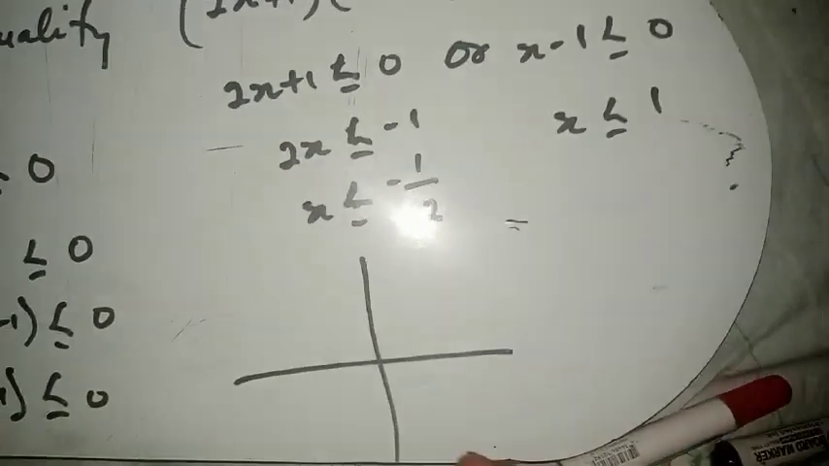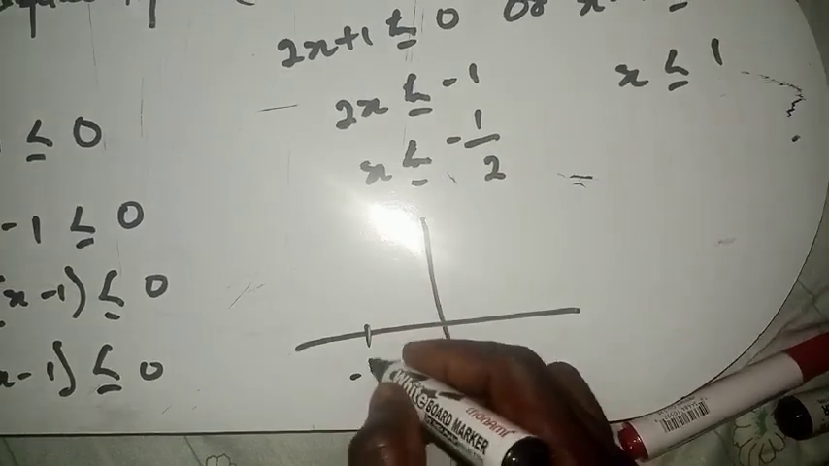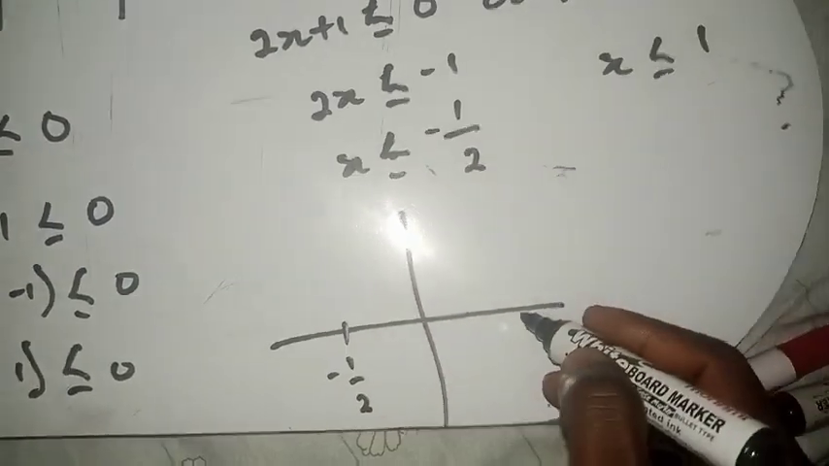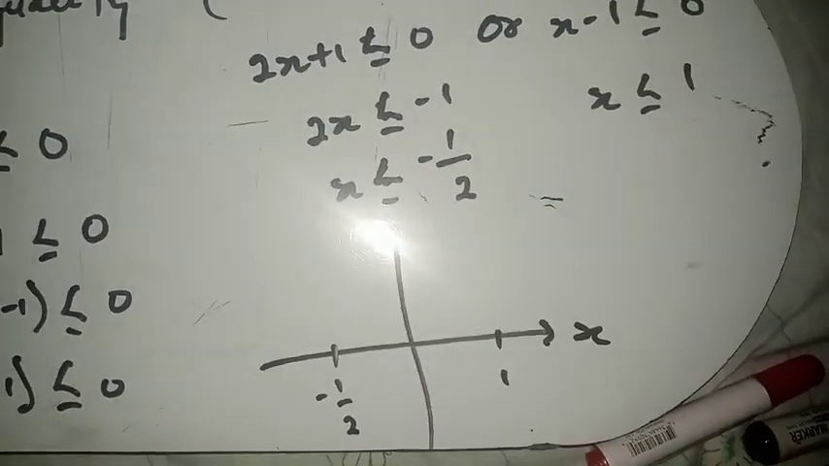So if you want to draw the graph here, what we are going to do is figure this guy here, which is negative 1 over 2, and then 1 is somewhere on this side here. Remember, this line is always an x-axis, right?